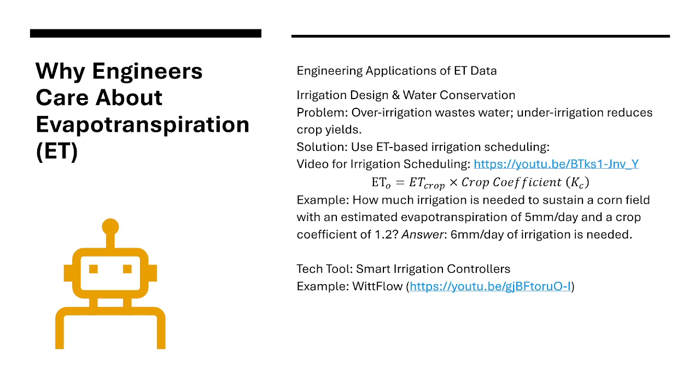First, we have irrigation design and water conservation. If you have clicked the link from the previous slide, you will be able to visualize smart irrigation. The problem is over-irrigation, wasted water, and under-irrigation reduces crop yields. The solution is ET-based irrigation scheduling.